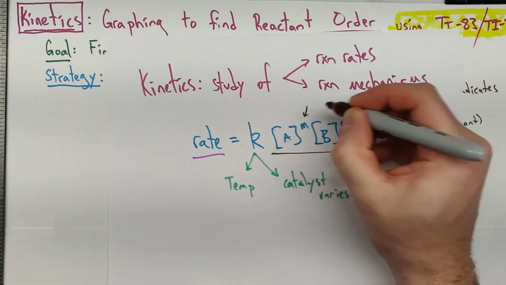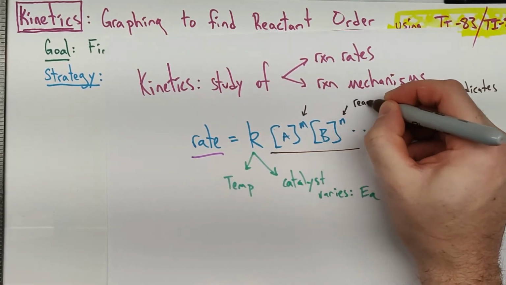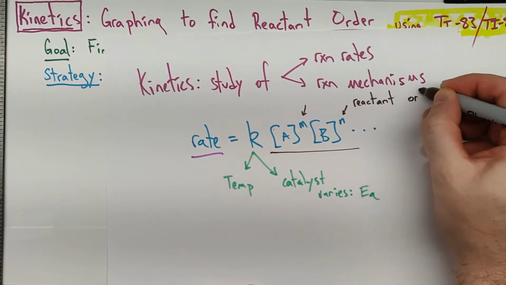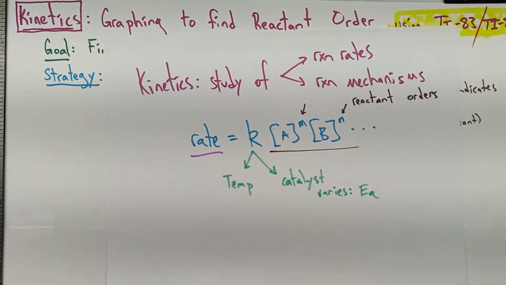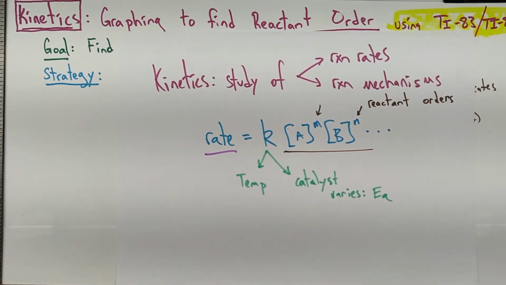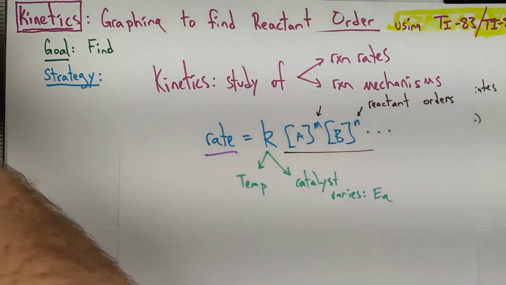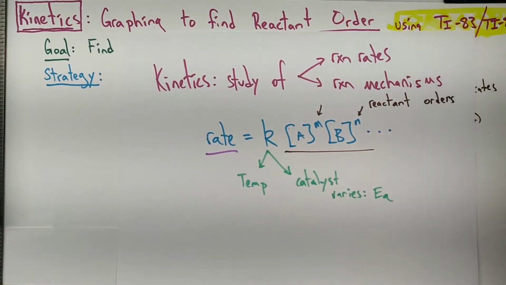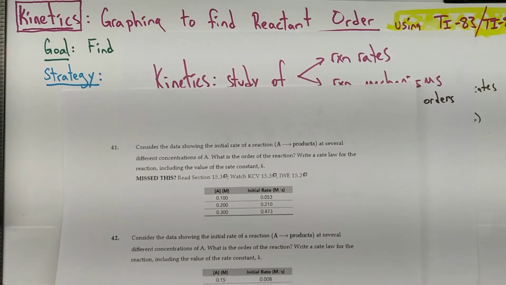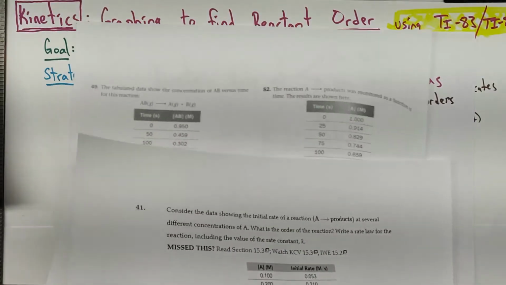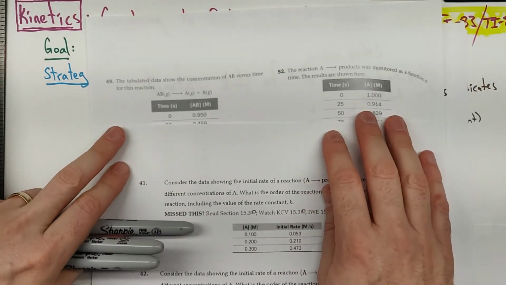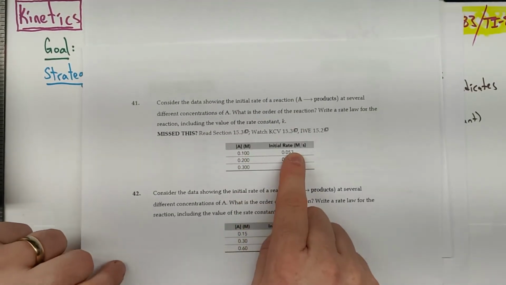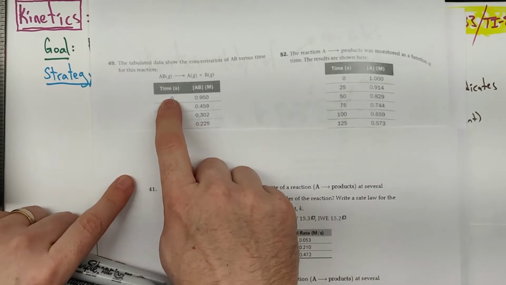To do so, we look at these little things here, which are called reactant orders. It is a key feature to remember that you can only determine reactant orders experimentally, which means you're going to get sets of data like this, or maybe sets of data like this. These are the two key kinds of kinetics problems you run into: the first being when you have concentrations and rates, and the other when you have times and concentrations.